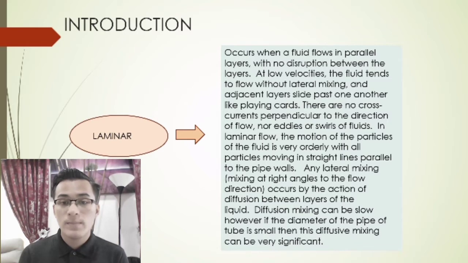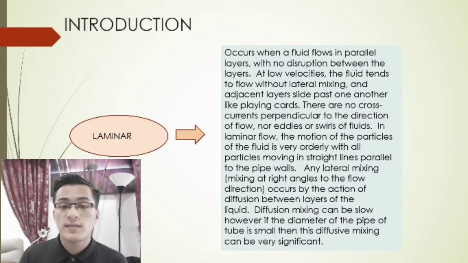Any lateral mixing, that means mixing at right angles to the flow direction, occurs by the action of diffusion between layers of the liquid. Diffusion mixing can be slow, however, if the diameter of the pipe or tube is small, then this diffusive mixing can be very significant.